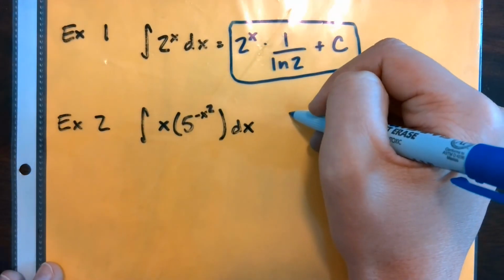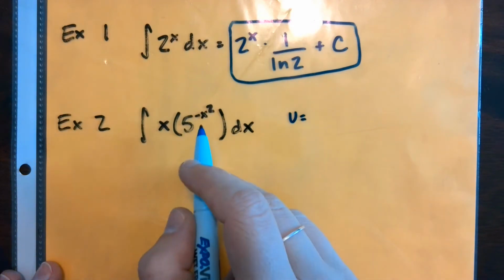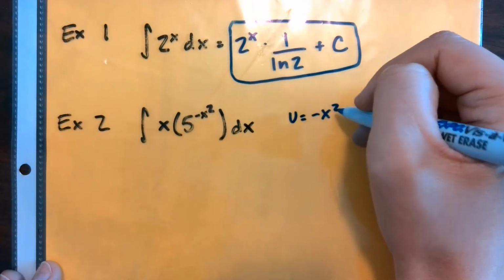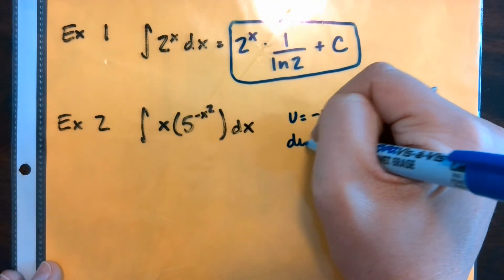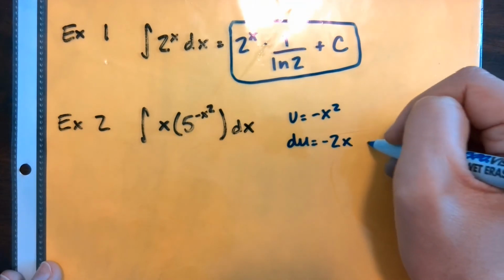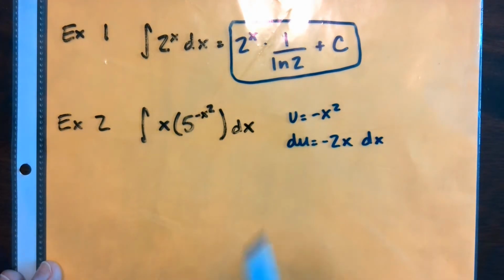So thinking through my u substitution, nothing has changed here. I'm still trying to pick a u that the derivative is also there. So I want to choose this negative x squared because it's stuck in the exponent, but also because when I take the derivative, I'm going to end up with something that has an x to the first in it. And I know that I can make that happen. I already have an x to the first in my problem.